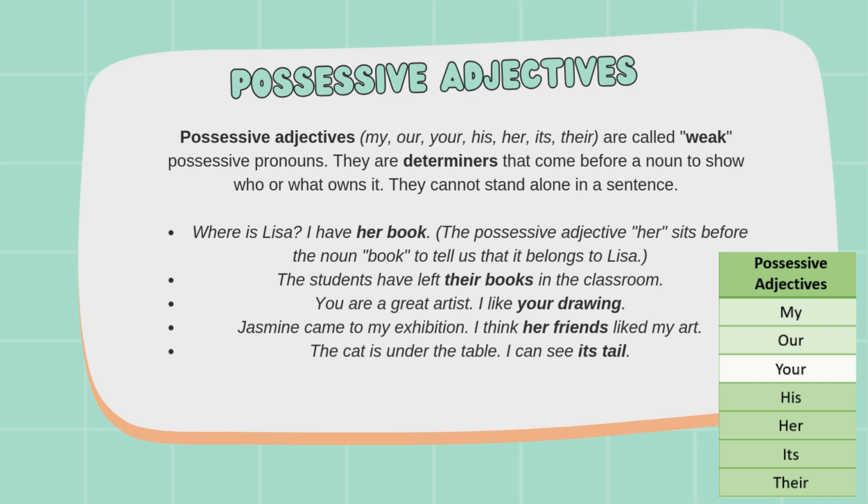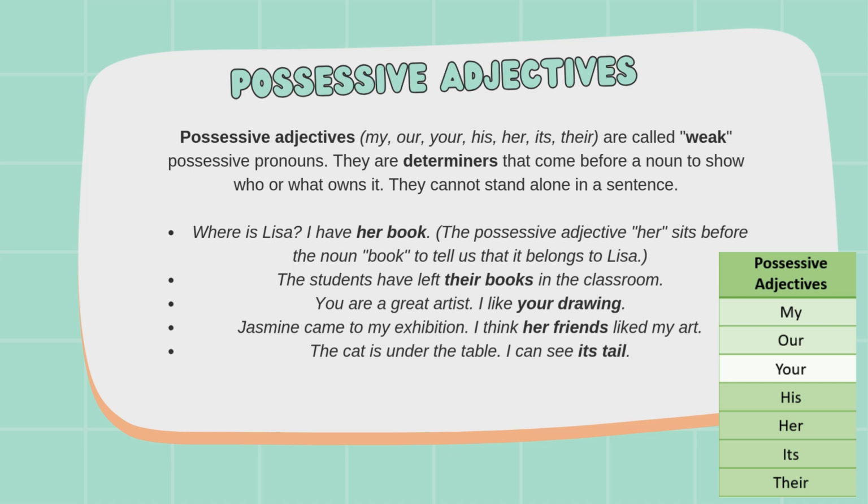Another example. You are a great artist. I like your drawing. Where is the possessive adjective? The possessive adjective here is your. Your is a possessive adjective that comes before the noun drawing, and it tells us that the drawing belongs to you.